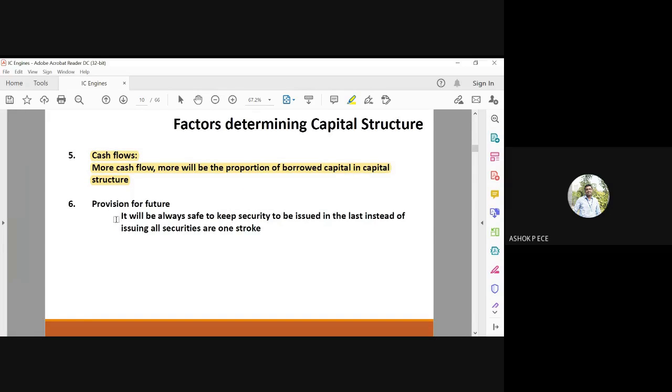Provision for future: all the money which you receive as profit should not be spent immediately. So you should always keep some money as liquid cash, so that in case any mishappenings occur in the near future, you can use that for overcoming the losses. So these are the different factors which determine the capital structure.